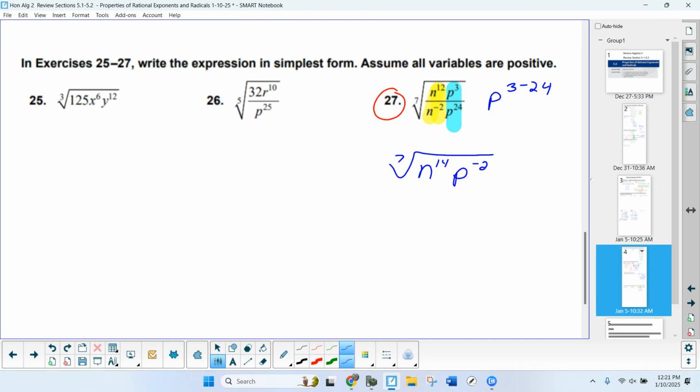Negative 21st. Can you leave a negative power? No. So where does it go? The bottom. So you got the 7th root of n to the 14th over p to the 21st. All right. It says all variables are positive, so I don't need to worry about absolute values. If you have 14 n's, how many groups can you take out in the numerator? 2. If you have 21 p's, how many can you take out in the bottom? 3. Done. How'd you guys do there?